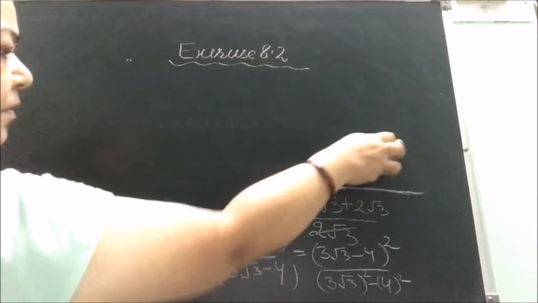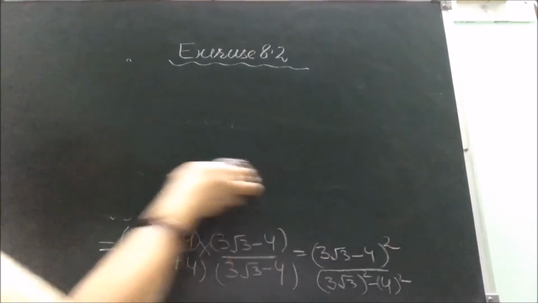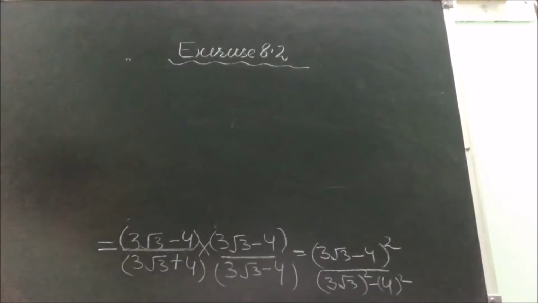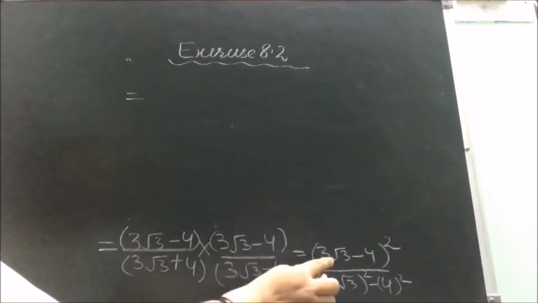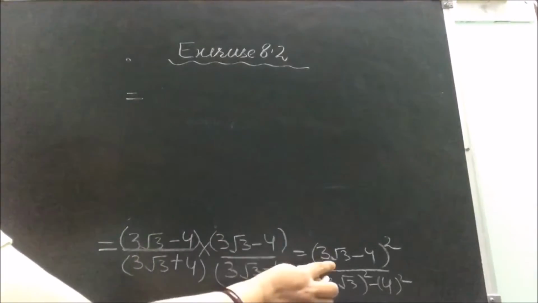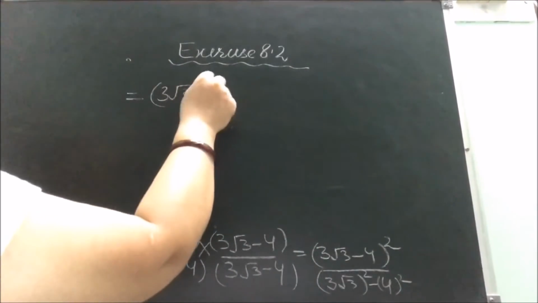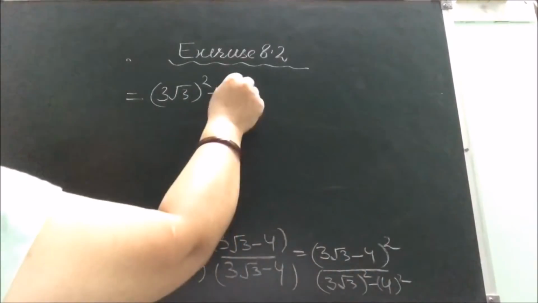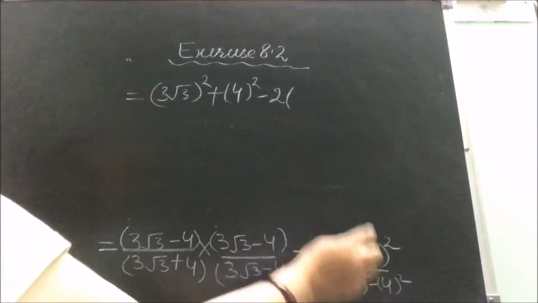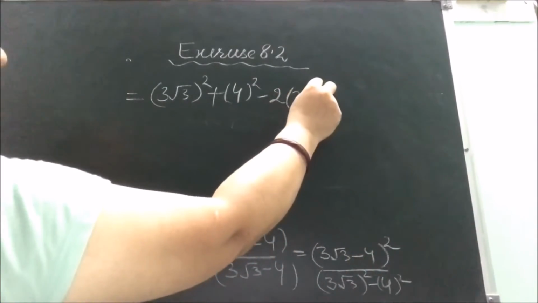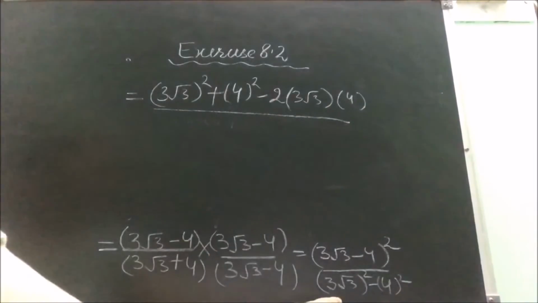So see how we simplify it. A minus b whole square: a square plus second term square minus 2 into first term into second term. In the denominator, a square minus b square.